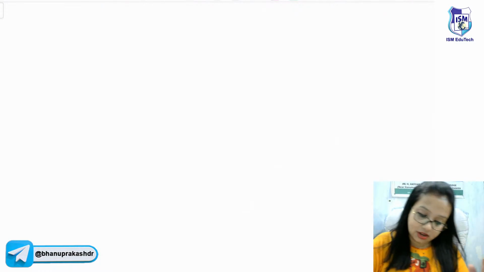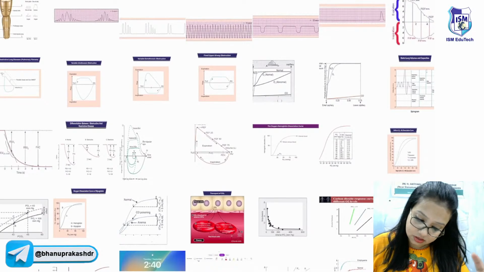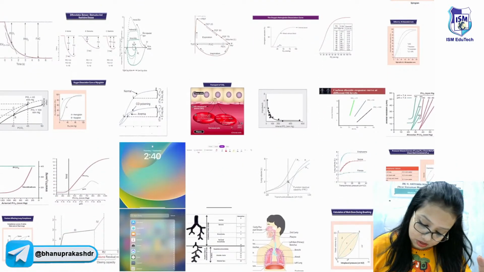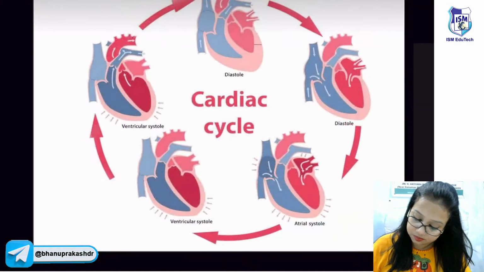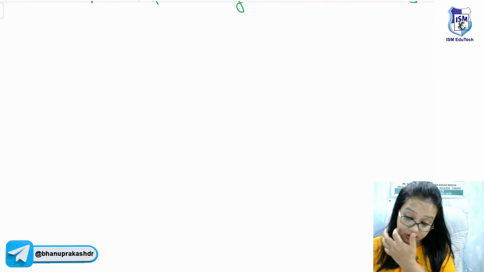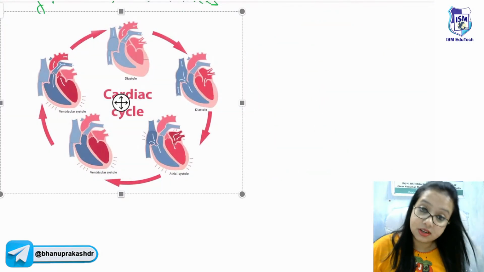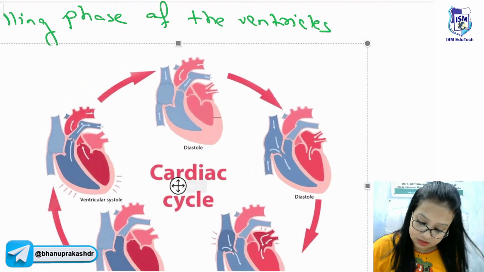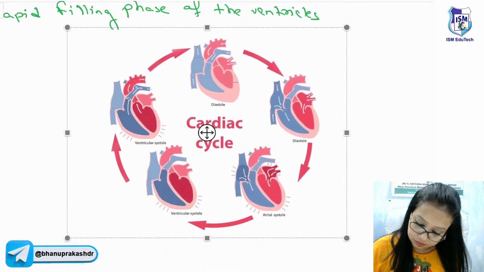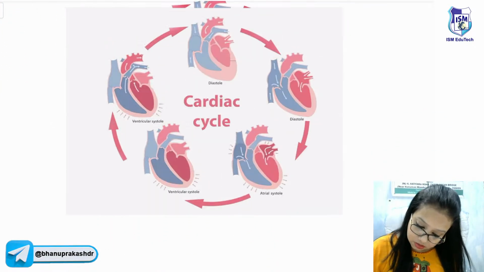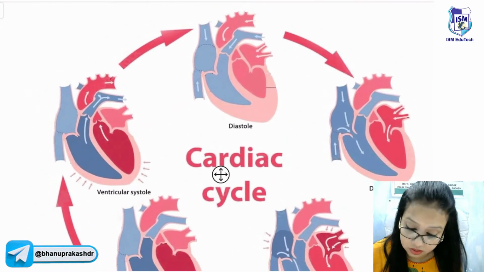Now let us try to relate it with the diagram of the cardiac cycle. So this is the picture that designates the various stages as we have discussed. So if I zoom it out, just pull it a little below. I think it's visible. No.